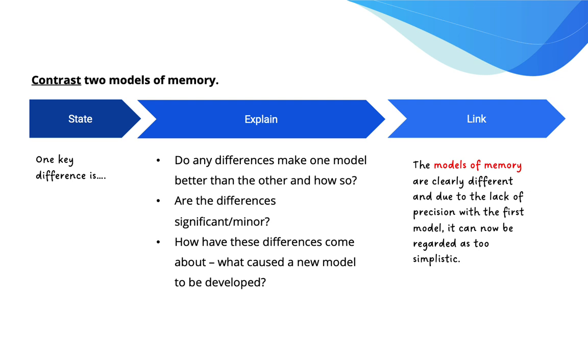Do the differences between the models make one model better than the other model? And if so, how? Are the differences actually that significant, or are they quite small differences? How have these differences come about? What caused a new model to be developed? All of these points would help you demonstrate critical thinking in a contrast question.